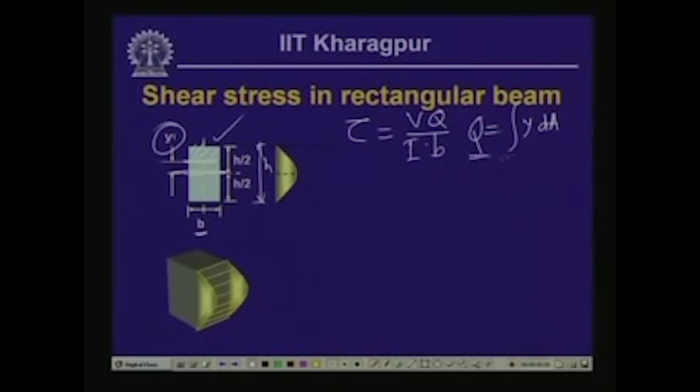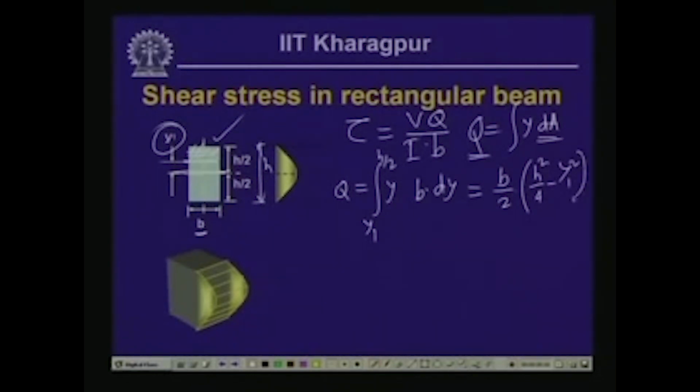So, if we compute the value of Q for this section, Q is equal to the integral. For dA, if we take a small strip having width dy, dA is equal to b times dy, and y varies from y1 to h by 2. So, this is equal to b by 2 times y square, since y dy integrates to y square by 2, evaluated between limits giving h square by 4 minus y1 square. So, this is the value of Q.